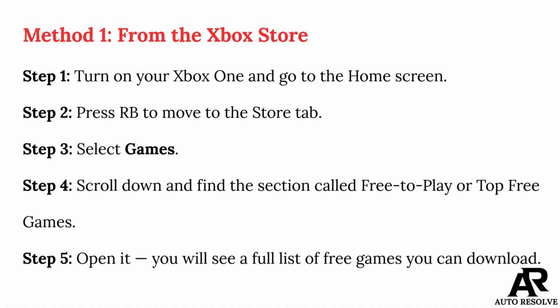Method 1. From the Xbox Store. Step 1. Turn on your Xbox One and go to the home screen. Step 2. Press RB to move to the Store tab. Step 3. Select Games. Step 4. Scroll down and find the section called Free to Play or Top Free Games. Step 5. Open it. You will see a full list of free games you can download.